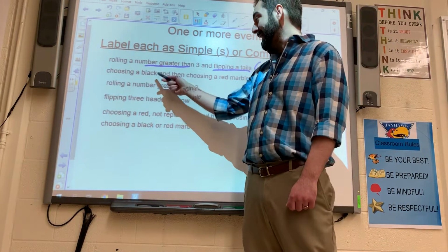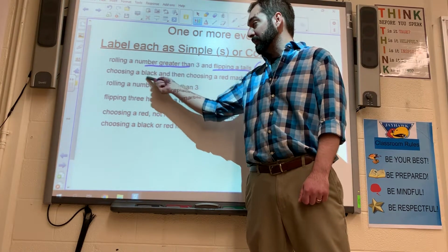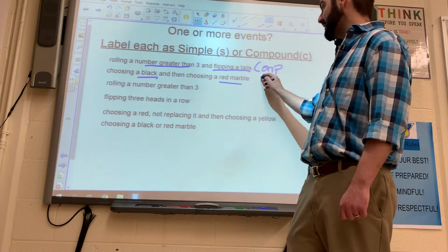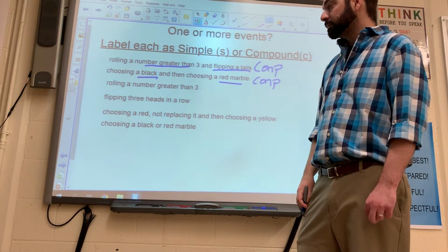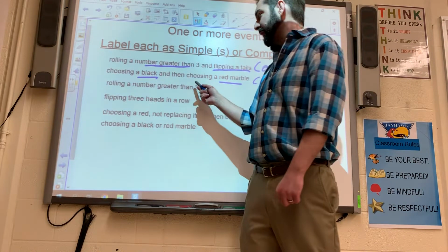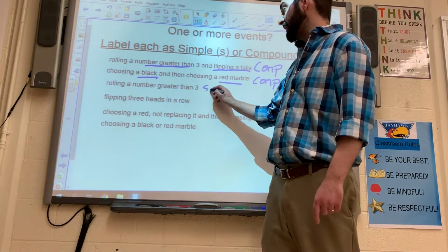Second one, choosing black and then choosing red. Well, again, I'm choosing 2 separate colors. So I'm choosing black first and then red. So again, another compound probability. Rolling a number greater than 3. Well, there's only one thing going on here. We're trying to just roll a number greater than 3. So that would be a simple event.